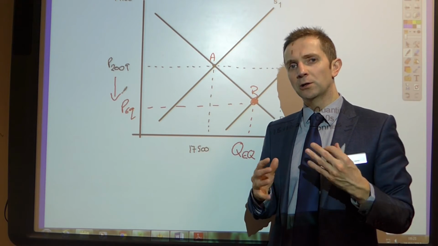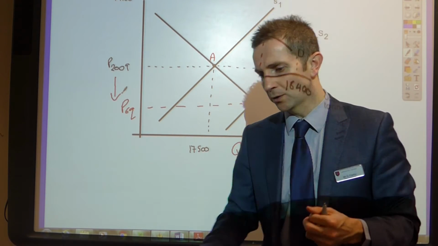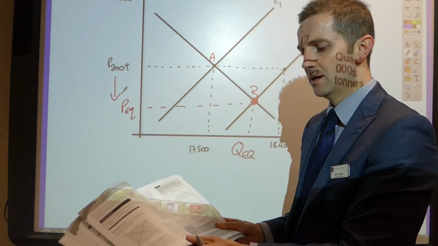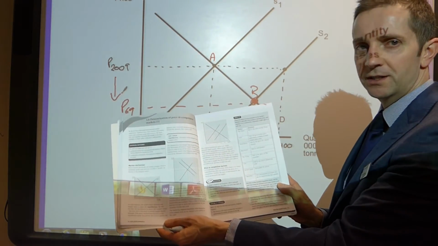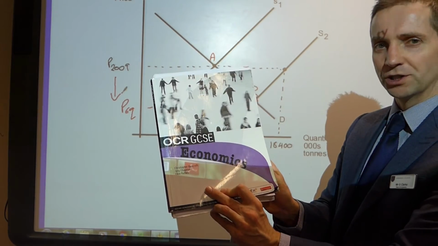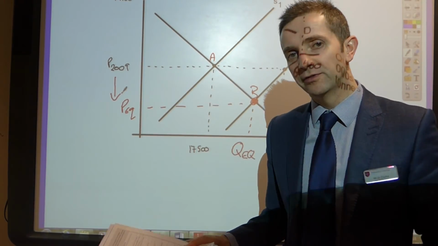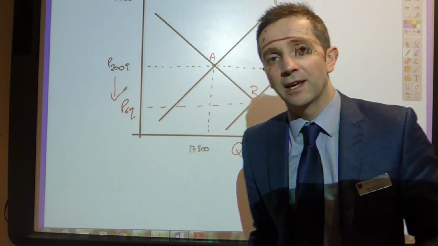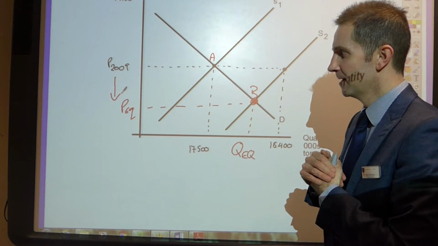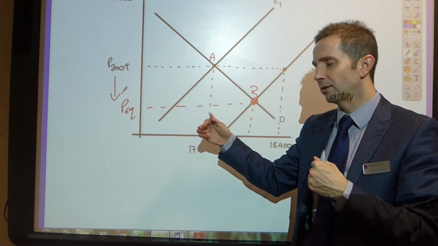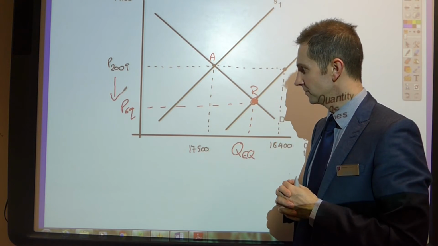For those of you who are looking at this in your textbooks, can I refer you to pages 28 and 29 of the OCR GCSE textbook, where you will find similar theory and analysis to this. But obviously in this instance now we're applying it to a particular market.